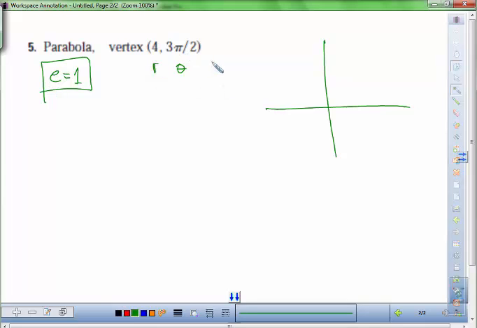4 comma 3 pi over 2. An angle of 3 pi over 2 takes you where? The lower y. So an angle of 3 pi over 2 will have you pointing down. And an r distance of 4, 1, 2, 3, 4, puts you here. So this is the point 4 comma 3 pi over 2 in polar coordinates.